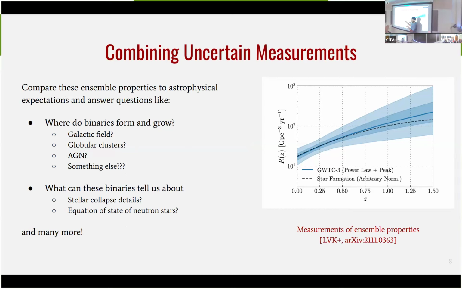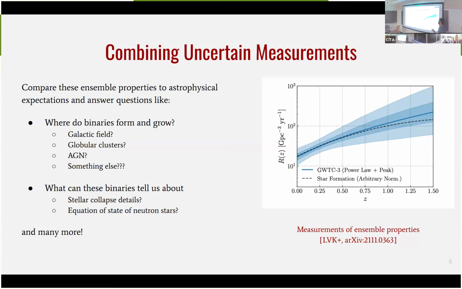For instance, maybe these binaries just form and grow in the galactic field without really interacting with other third bodies in the process. Maybe they are in dense stellar clusters, such as globular clusters, where they're undergoing interactions with other stars and black holes in the globular cluster. Maybe they're in AGNs, and they might merge because of the interactions with the surrounding gas. Something else, we don't know yet.